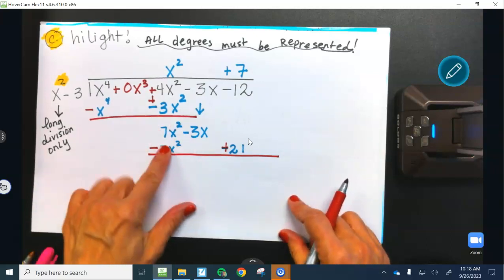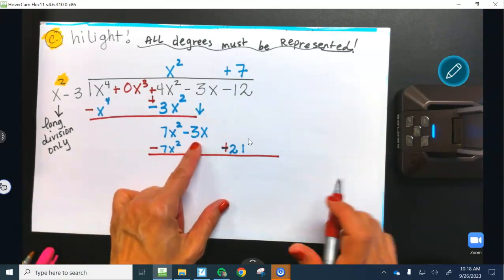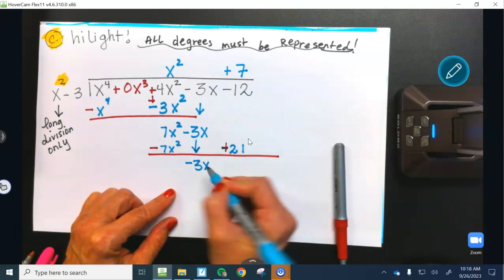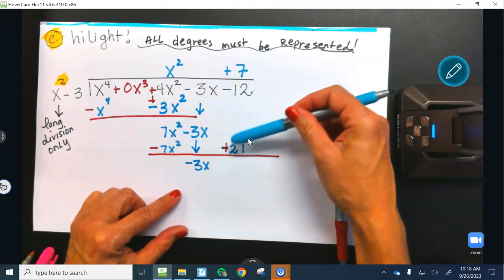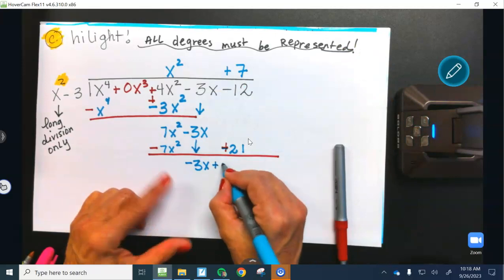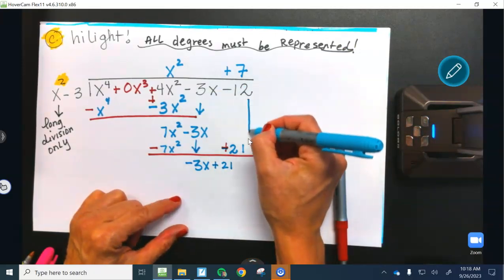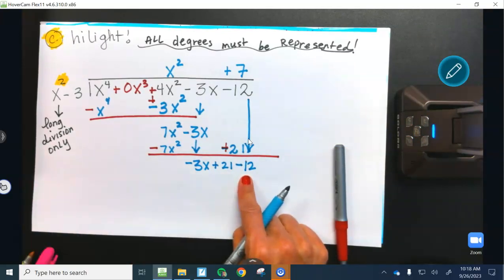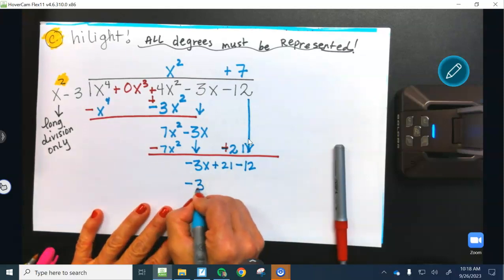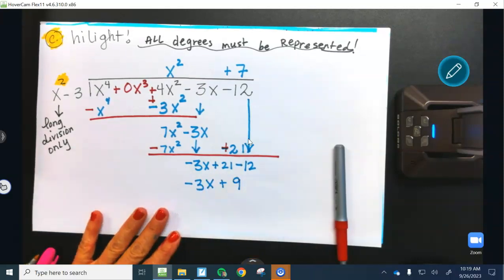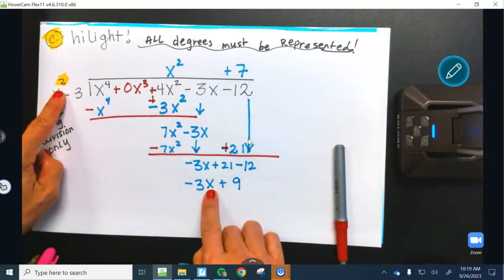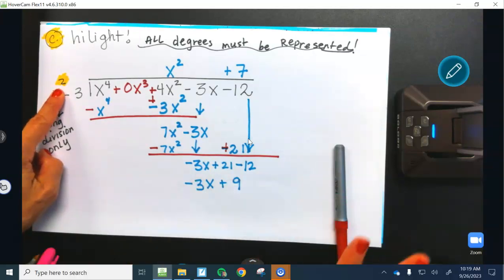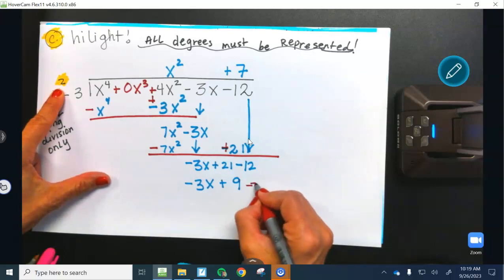Okay, so the x squareds go away. Perfect. Y'all, there was nothing that canceled out this -3x. So we have to bring this down. And then look, I have a positive 21. I would write that right here, but remember when you divide, you would bring down the next term. We're going to combine these constants. We're going to have a remainder. So this is our remainder, -3x plus 9. There's no way I can keep going because that degree is higher than that degree. So we stop. We have a remainder.